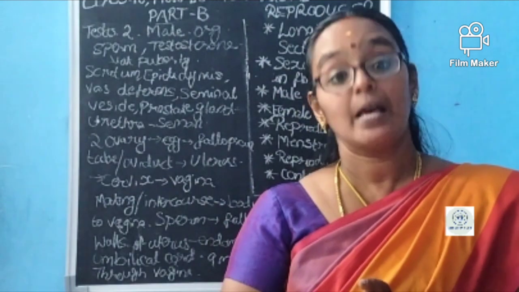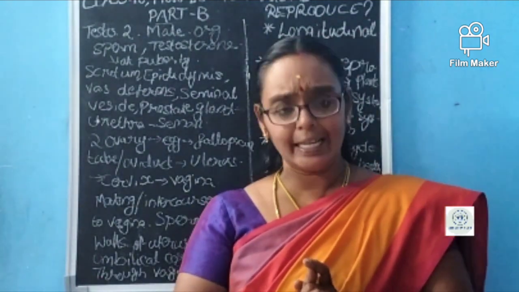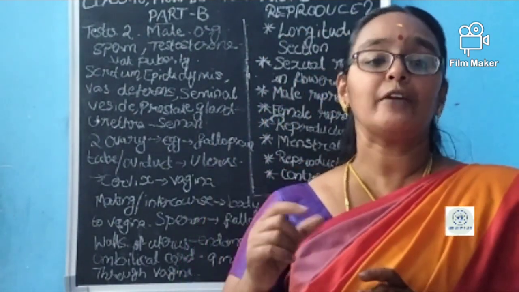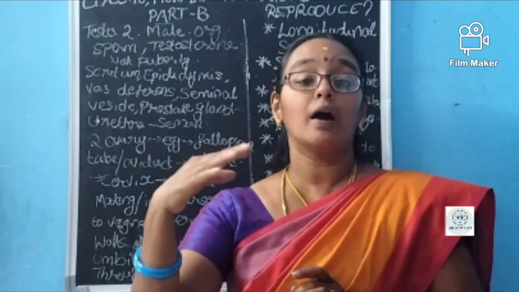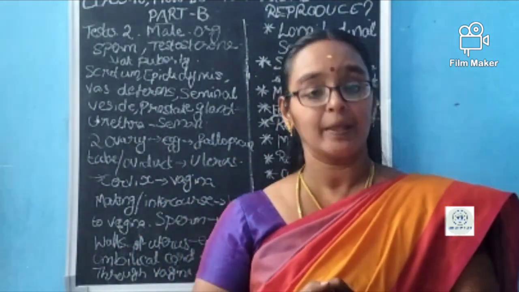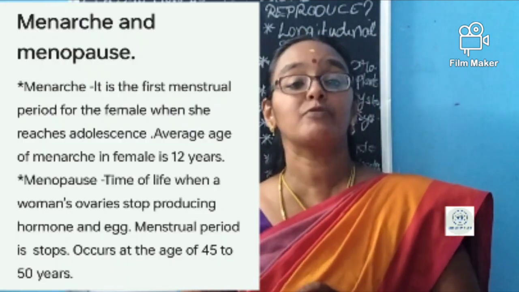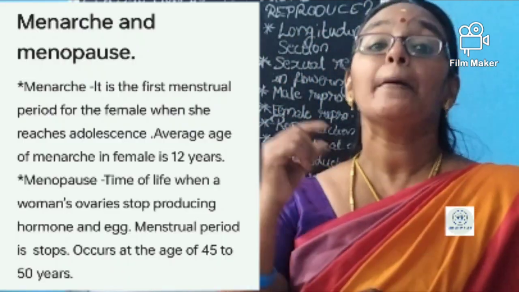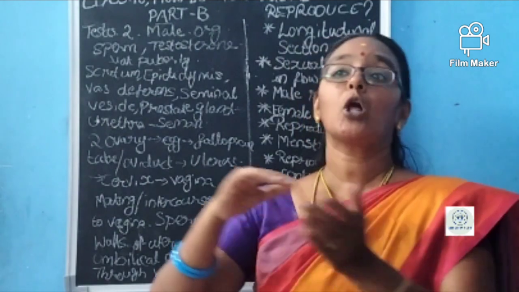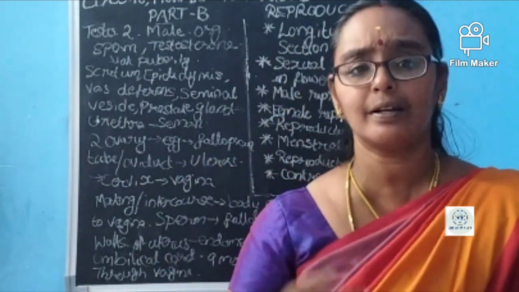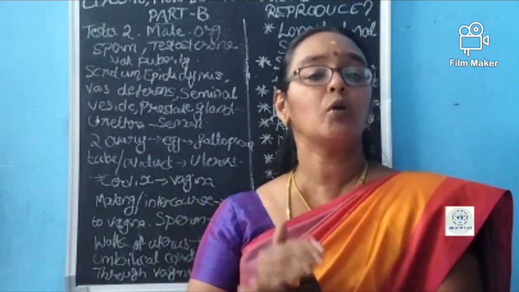We are saying it as menses. It is happening for the girls who are sexually matured. The first time of the menstrual cycle which is happening for the girls, we are saying it as menarche, and it will last for 45 to 50 years. This menstrual cycle flow will be there.